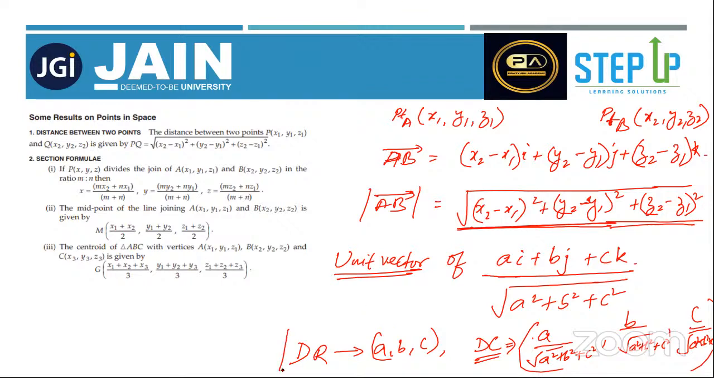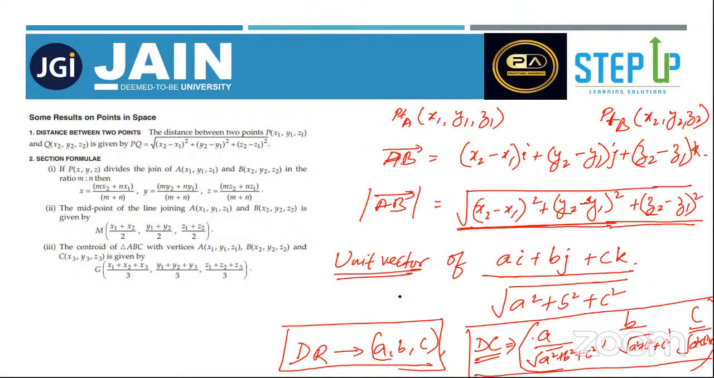I hope you are able to understand what direction ratio is and what direction cosine is. Direction ratio is the coefficient of the vector, and direction cosine is the coefficient of the unit vector. Okay. Any doubt? Now coming to the section formula as it is given here in this slide.